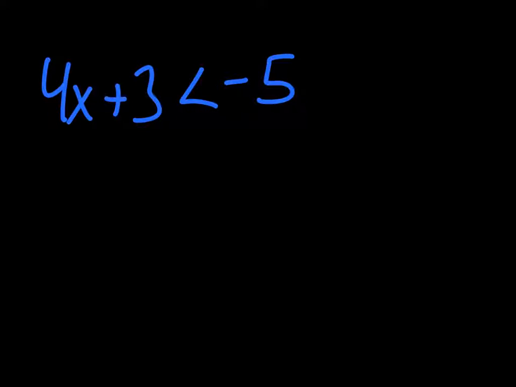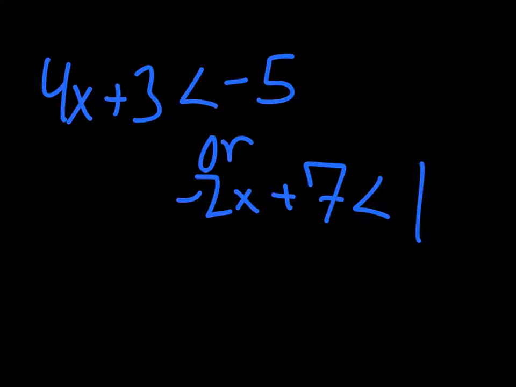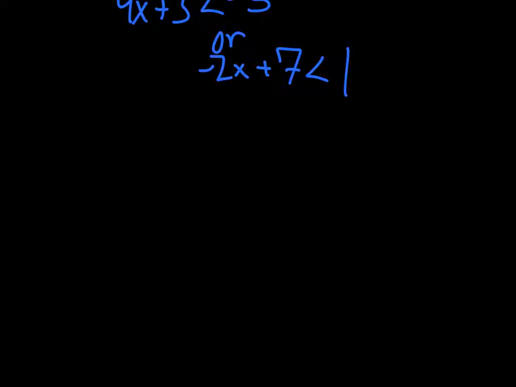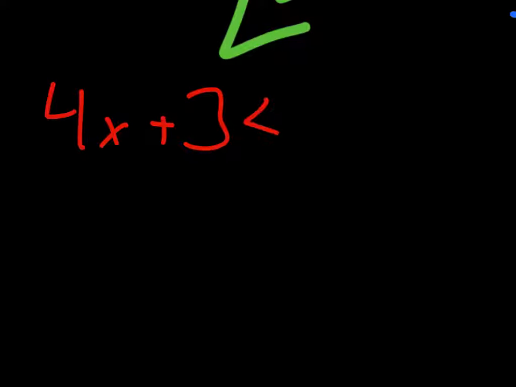So let's have, so the instructions say solve the compound inequality 4x plus 3 is less than negative 5, or negative 2x plus 7 is less than 1, okay? So what we do is we're going to take these parts, zoom out a little bit. We're going to do this one over here and this one over here. So over here we have 4x plus 3 is less than negative 5.